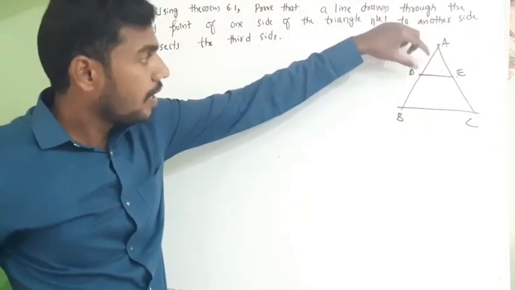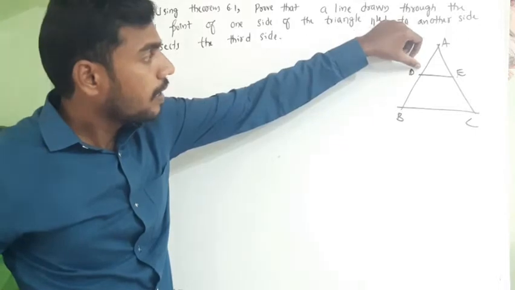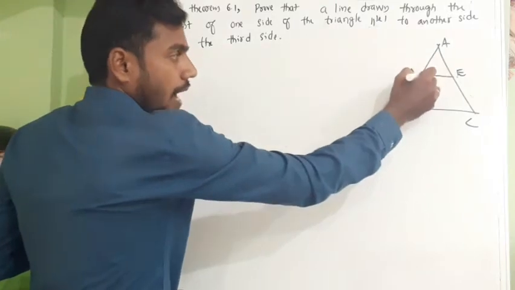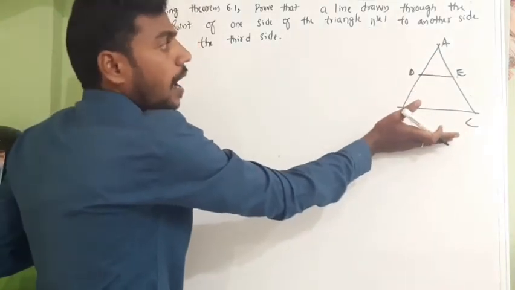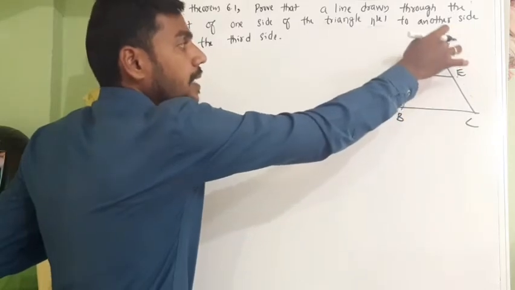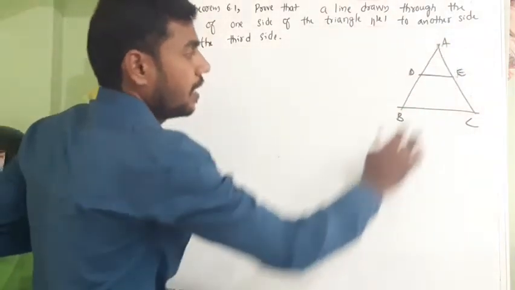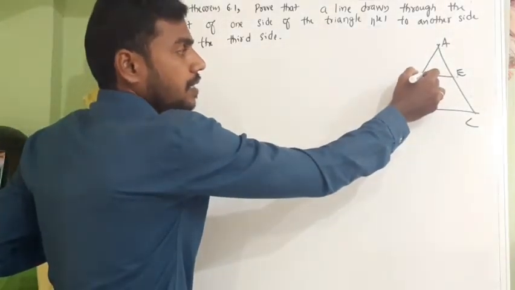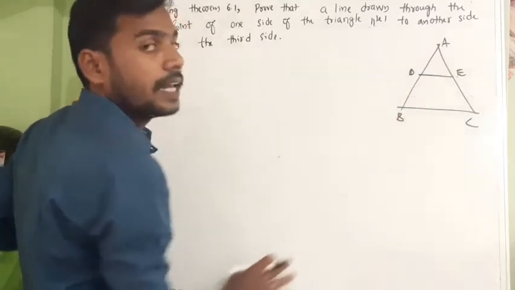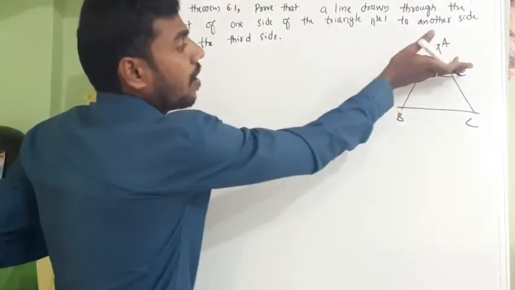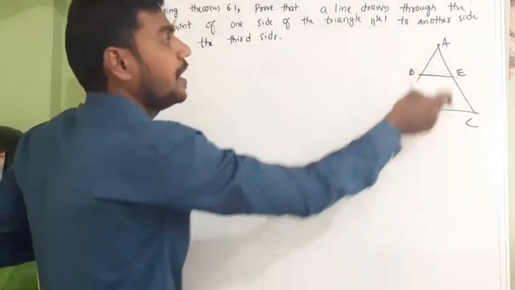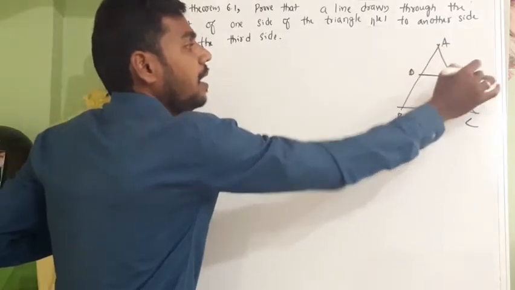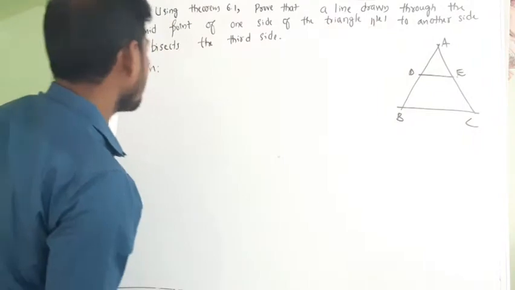See what they are telling: we are drawing a line from the midpoint of this particular side, and it is parallel to another side, and we need to show that it also bisects this particular side, that is the third side. Understood? So we have drawn a line from this midpoint of side AB, parallel to BC. This is the second side. We need to show the third side is bisected by this line D. Understood? So how will we show it?